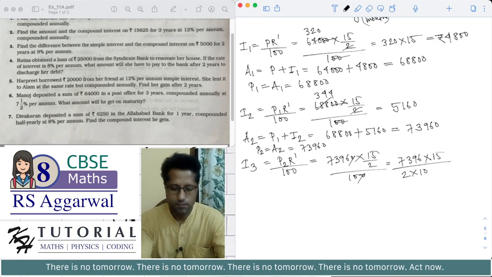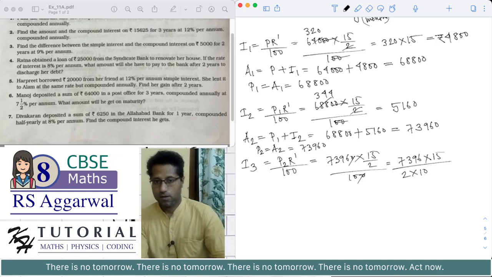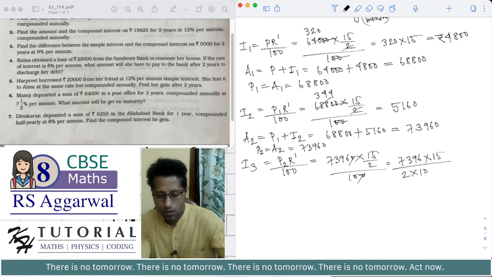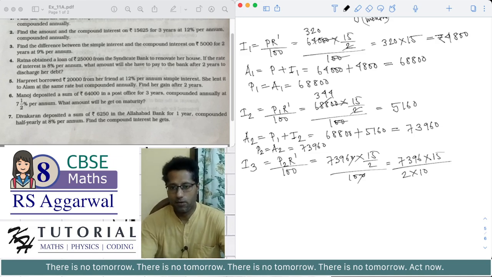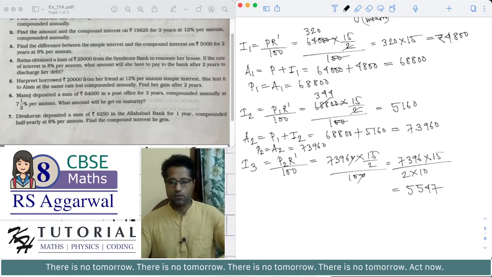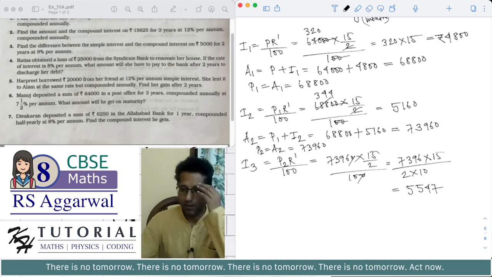Okay, so let's see. I'm sorry, friends, I am doing the calculation using a calculator, but you must do the calculation yourself. So please be very quick and habituated in doing this kind of calculation. 7396 multiplied by 15 divided by 20 is 5547. So this is the interest at the end of the last, third unit of time, or third year.